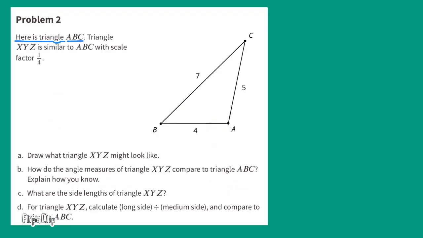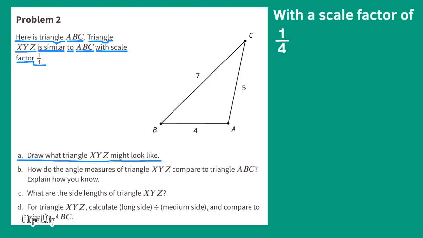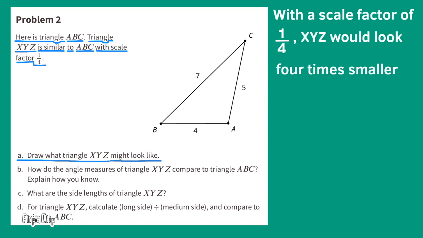Problem number 2. Here is triangle ABC. Triangle XYZ is similar to ABC with scale factor 1/4. A. Draw what triangle XYZ might look like. With a scale factor of 1/4, XYZ would look 4 times smaller than ABC.